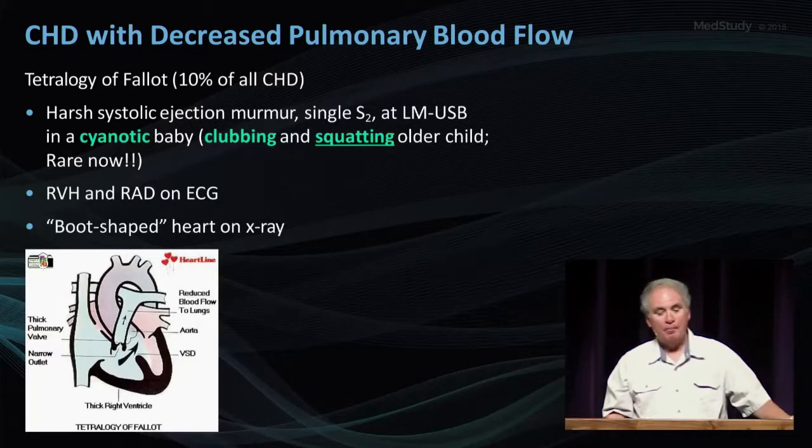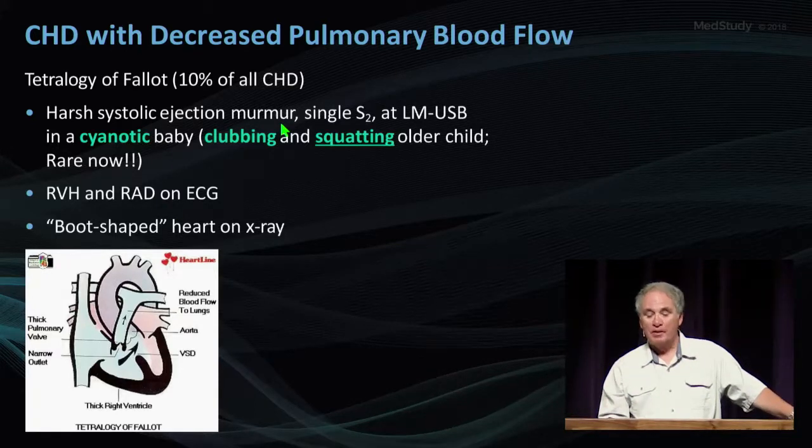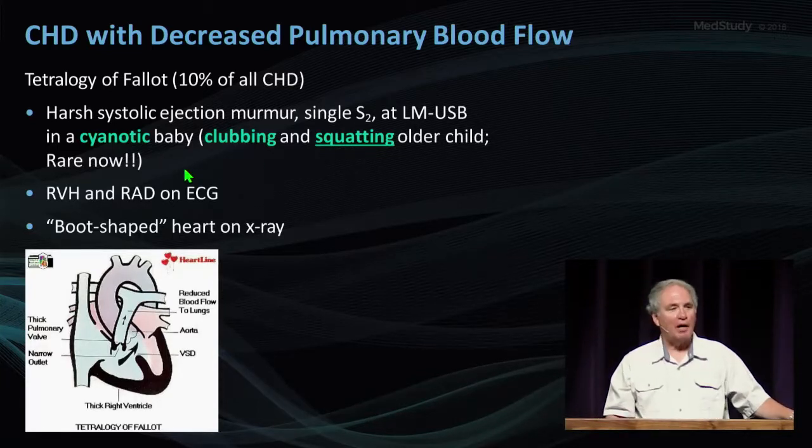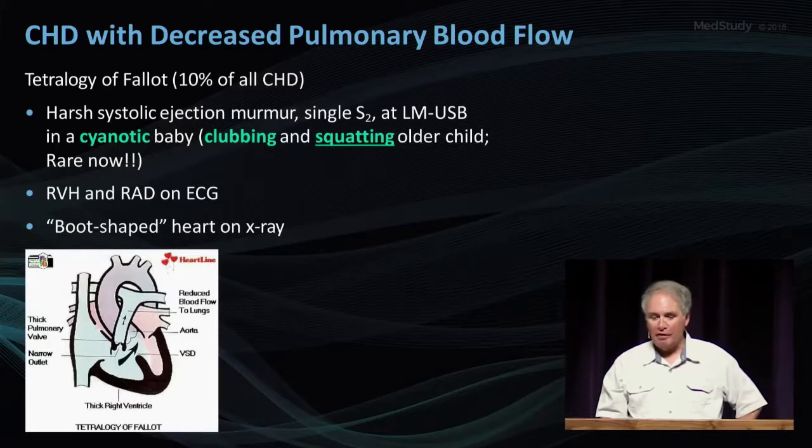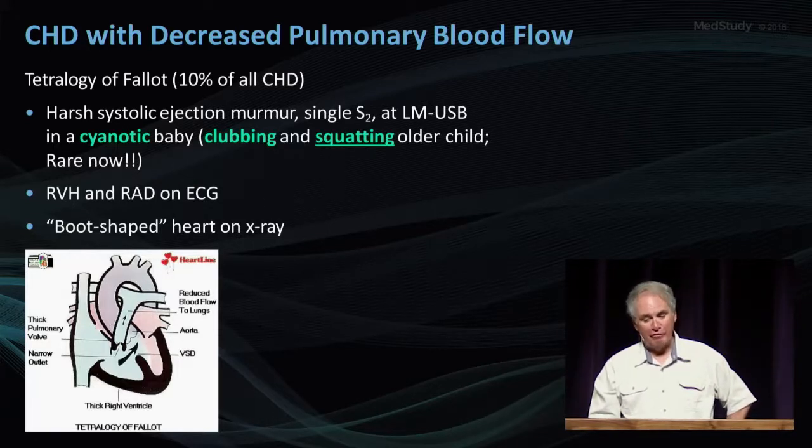On physical exam, harsh systolic murmur, single S2 at the left mid-sternal border, that's your pulmonary stenosis, in a cyanotic baby. In the older days, before we repair them at an early age, we would see babies developing clubbing and squatting to help improve pulmonary flow. That's rare now because we operate within the first year of life, sometimes within the first 6 months of life.